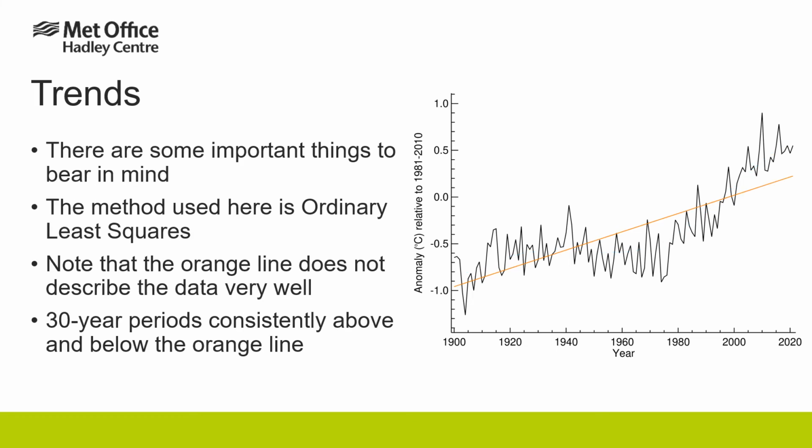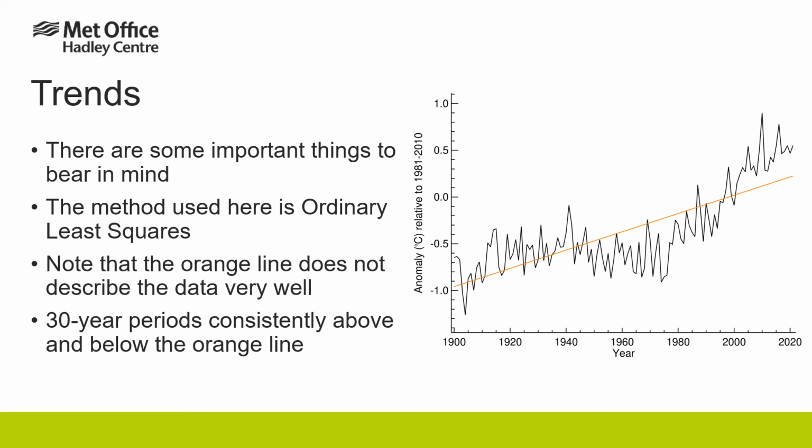So here is one example of a danger of using trends. It's common to use linear trends to summarize changes in climate data. The method I've used here is ordinary least squares. The orange line is the ordinary least squares estimate of the linear trend. And it's obvious in this case that the orange line doesn't describe the data very well. There are 30-year periods here where the data, the black line, is consistently above or below the orange line. There's lots of variability in this data that's not explained by that trend.